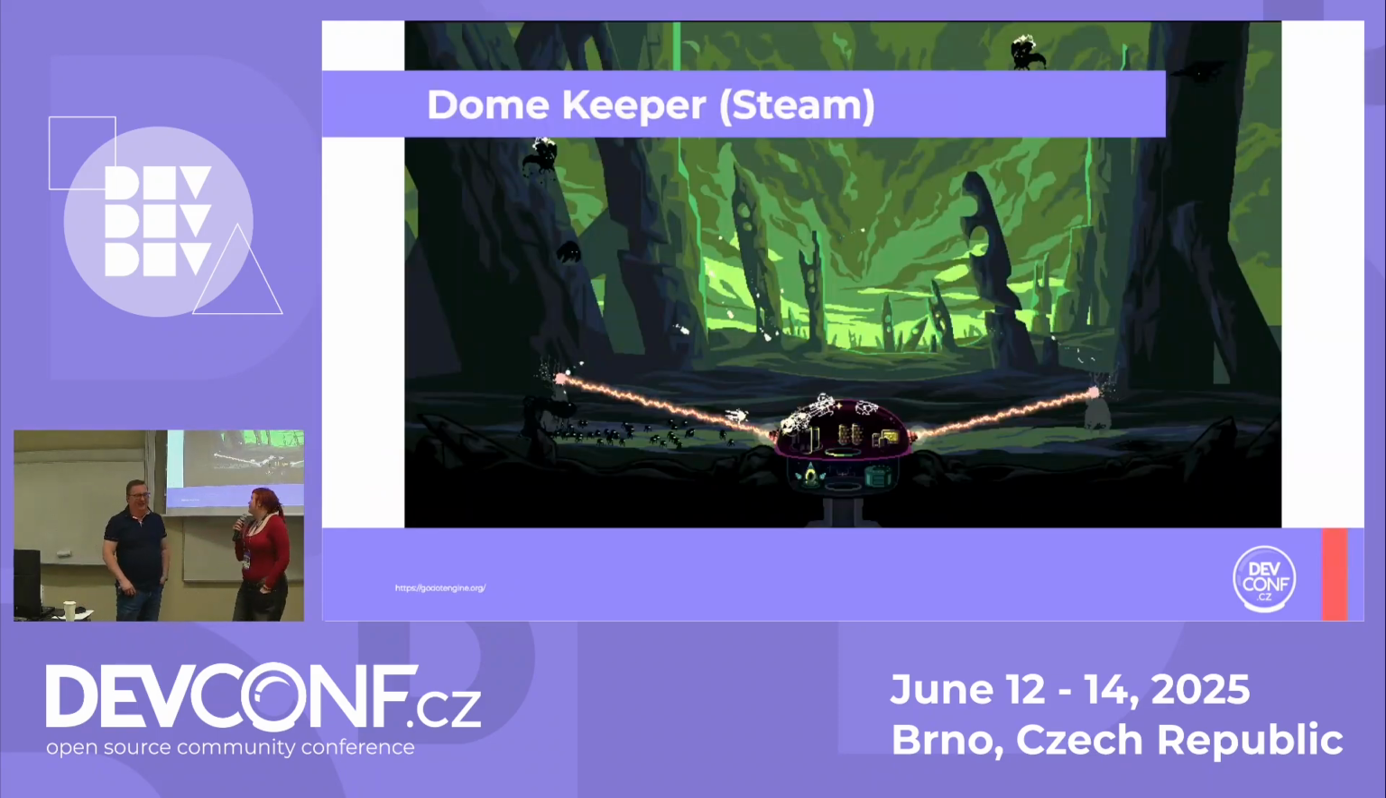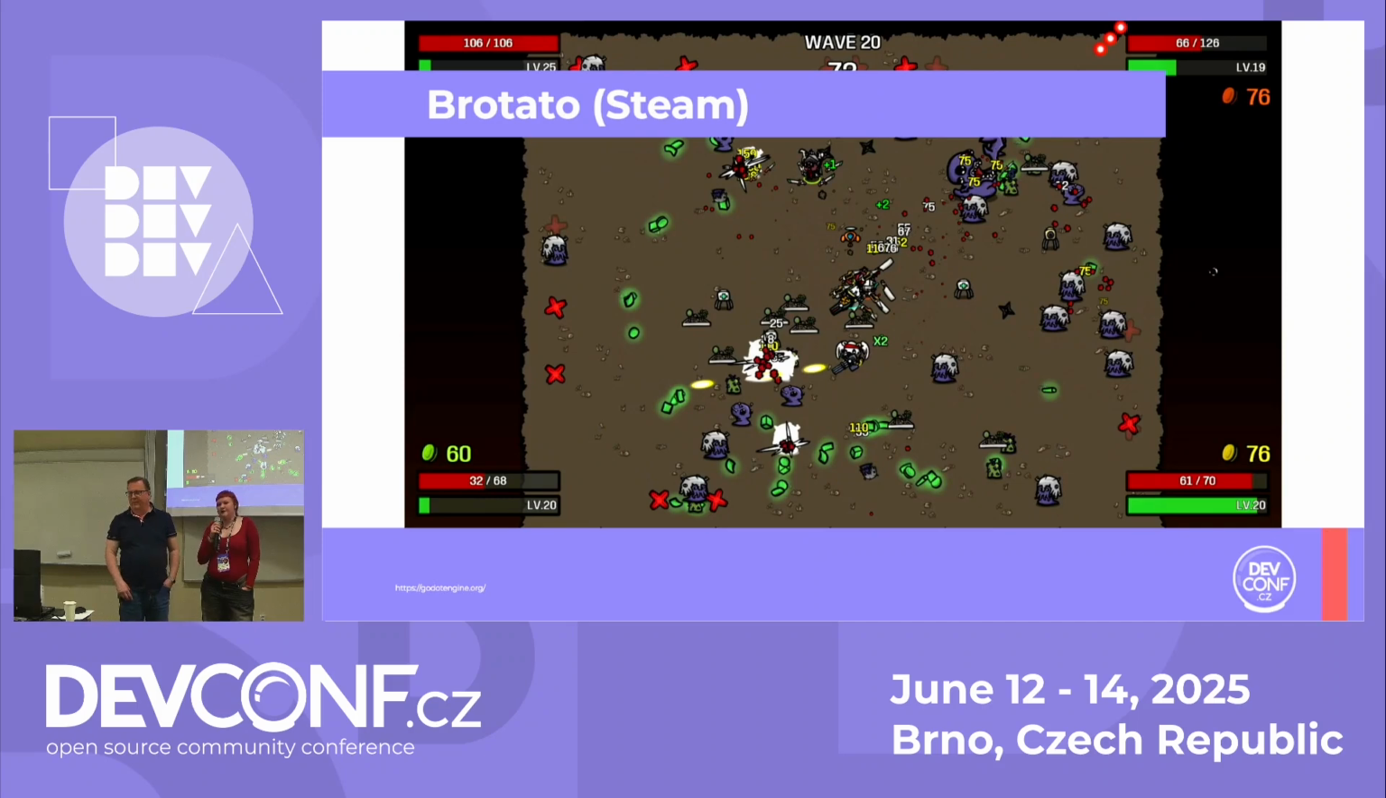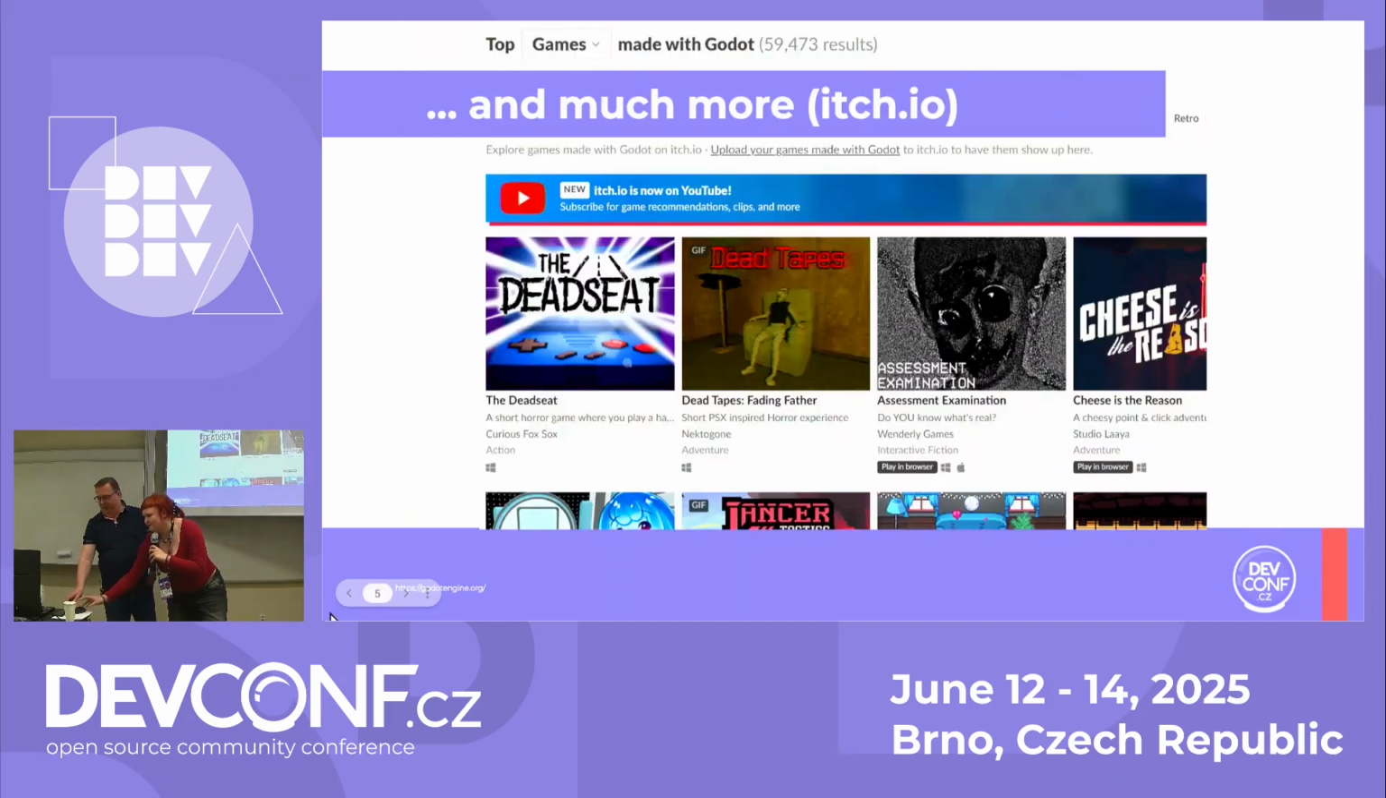First of all, we wanted to show that even big companies make games in Godot. For example, Doom Keeper, that is on Steam and sold about 500,000 copies, I think. And Potato, which is also on Steam and also made in Godot. So quite a big game also. So we're not talking about a niche engine. This is something being used for very serious kind of work.